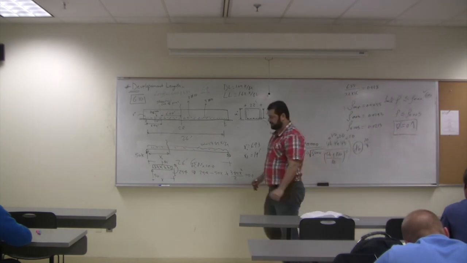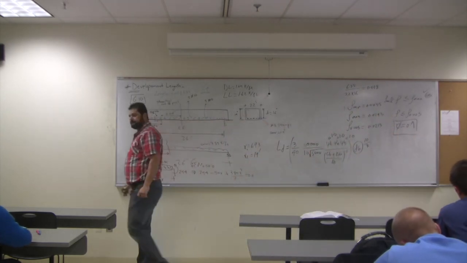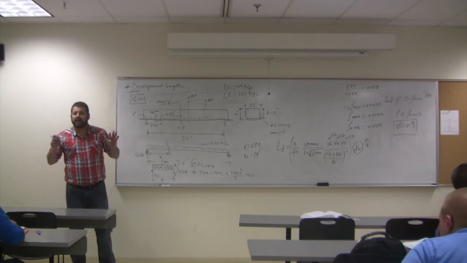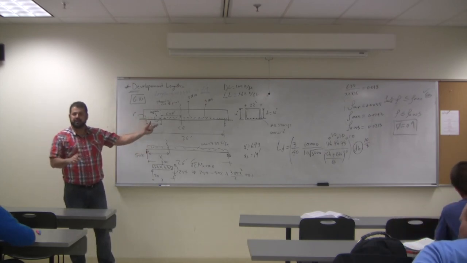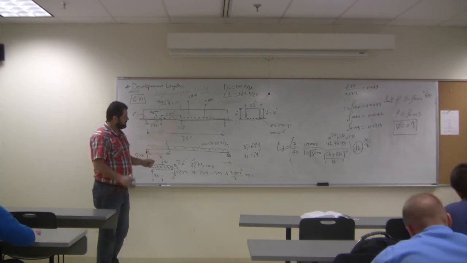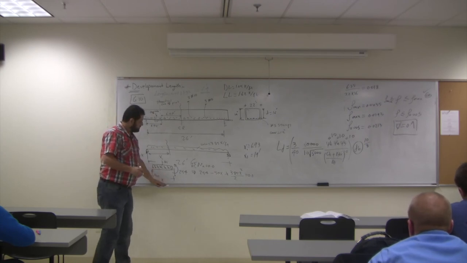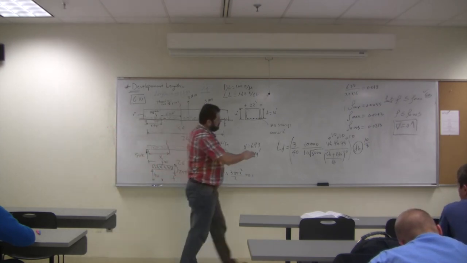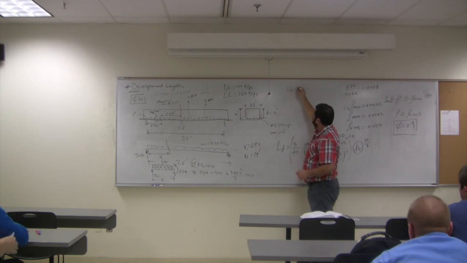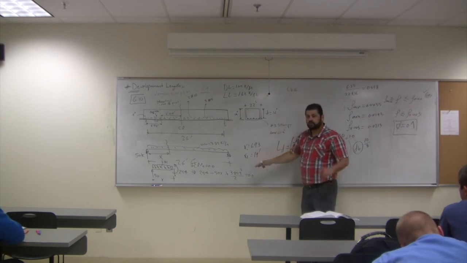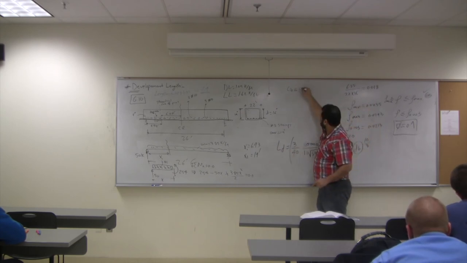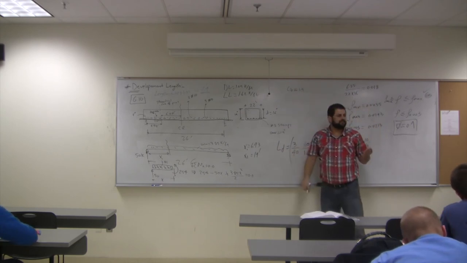And what's cb? Read it again for me. Is the cover, or half the spacing between them. The cover or half the spacing between them. Let's see how much. To calculate cb, what's the cover? What's the clear cover given to us? 1.5 inch over stirrups. So that's 1.5. What's the diameter of the stirrup?